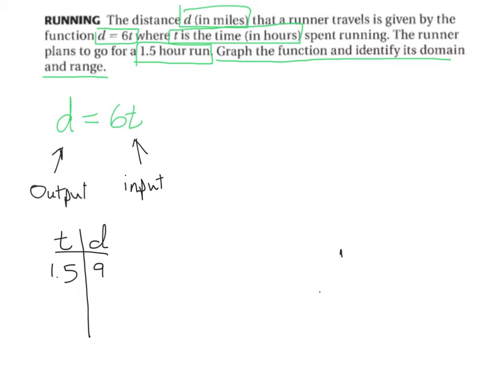But he will run for less time than that. He will still be running after 1 hour has passed, so we could try 1. 1 times 6 is 6, so after 1 hour he will have run 6 miles. And let's throw another number in there. Let's say 0. 0 is always a good number. 6 times 0 is 0, and that makes sense because after 0 hours, when he's just starting, he will have run 0 miles. So now we can graph this on a coordinate plane. We'll draw a coordinate plane over here.